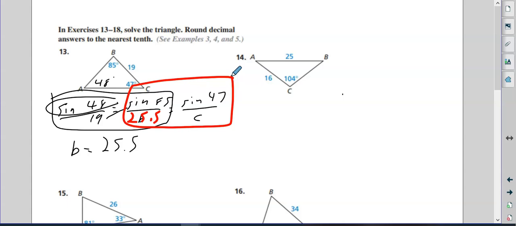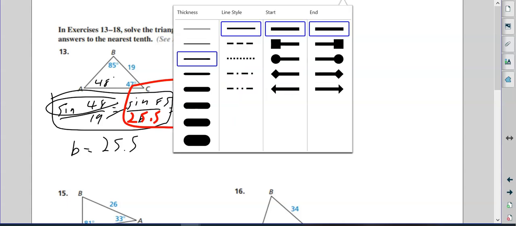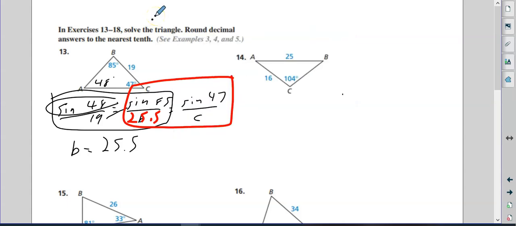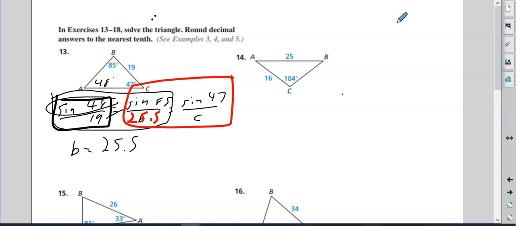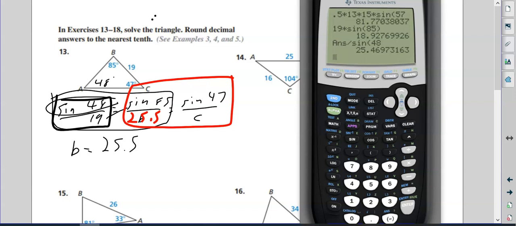Okay? That's one choice. But some people like to just not deal with the decimals and always use the one that has whole numbers. That's your choice. It doesn't really matter. So you could do the same thing and do 19 times sine of 47 divided by sine of 48. I'll just show you real quickly only on this one. So 19 times sine of 47, close the parentheses, divided by sine of 48. And I get 18.69 or 18.7.